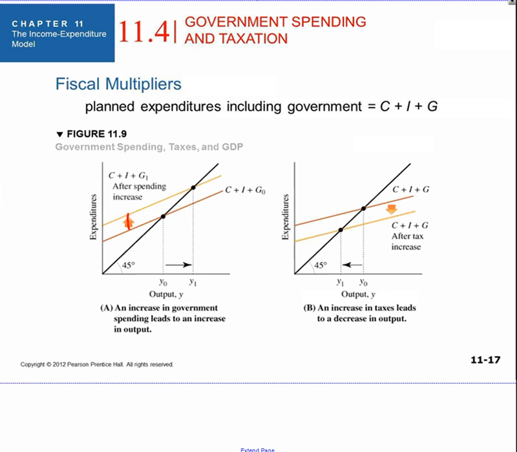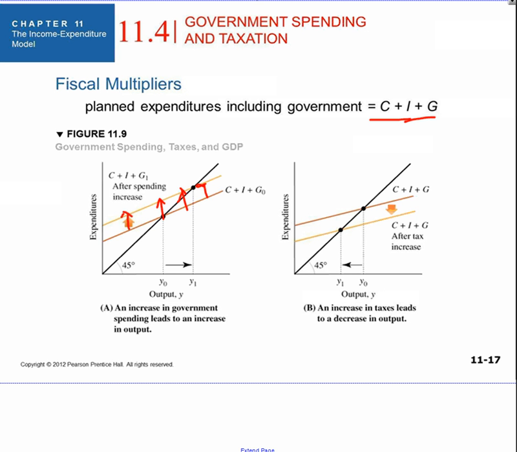That would be a shift up in the planned expenditures. Remember that our planned expenditures before was C plus I. Now we're adding G to the planned expenditures. So a change in G is very similar to a change in I. It's going to cause a vertical shift in the planned expenditures line. Now, if you had a decrease in G, a reduction in government spending, that obviously is a shift downward in the curve.